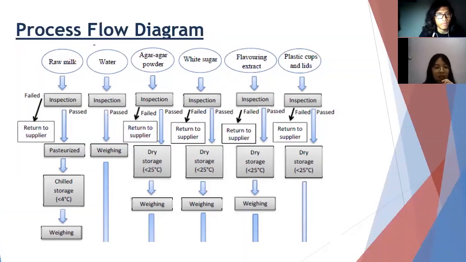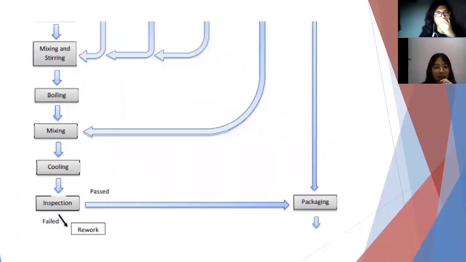After that, the raw milk, agar-agar powder, white sugar, flavoring extract, and water need to undergo the weighing process. Then the raw milk, white sugar, and agar-agar powder are mixed with the water and stirred. The mixture is then boiled. After the boiling process, we mix the flavoring extract with the boiled mixture. After that, we let the dade cool for a while.